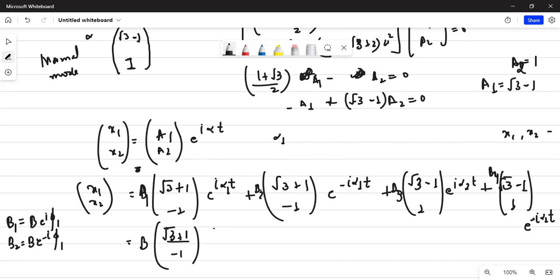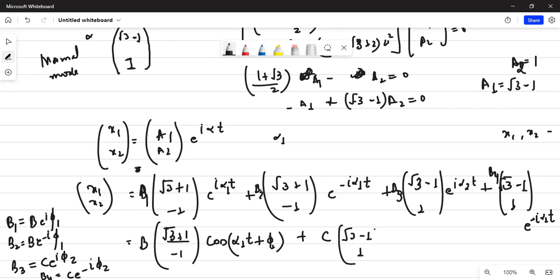And if you add those terms up, what you will get lastly is some cos term. Similarly, the same kind of thing if I do here also, and let's say I replace b3 as c e^(iφ2) and b4 as c e^(-iφ2), then what will I get? I will simply get c, and here I think it will be root 3 minus 1, and this will be 1 here, and here I'll get cos(α2t+φ2). Is that clear or not?